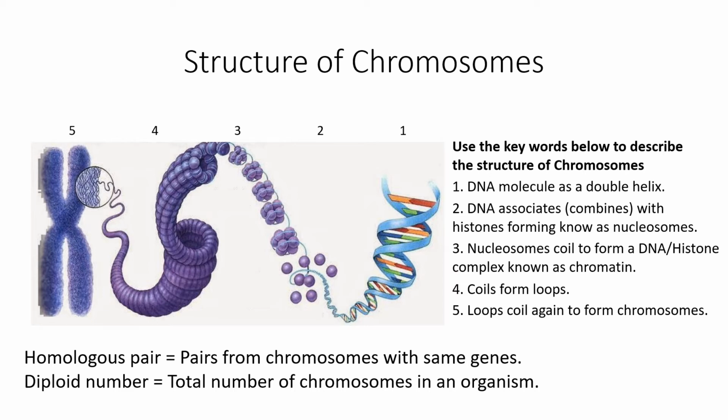cube structures. Those nucleosomes then start to coil together, forming a substance called chromatin. The chromatin then starts to twist up into loops, and it twists up and condenses even more to form chromosomes. We also mentioned an extension question and some terminology. Well, homologous pairs are pairs of chromosomes with the same genes, and a diploid number is the total number of chromosomes in an organism.